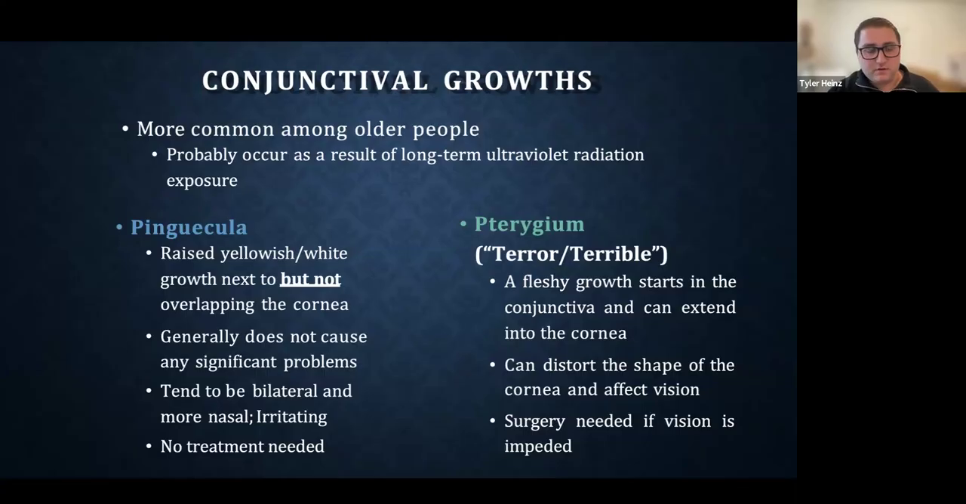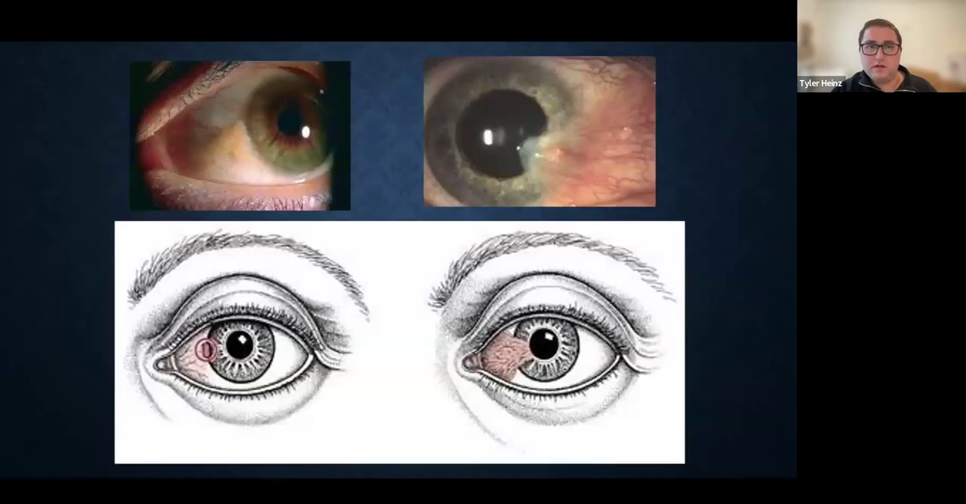So again, these two things, nothing really crazy about them. They can start from sun exposure. They may be irritating if the growth is significant, both of them. They're a little bit unsightly, but again, pinguecula, no need for a treatment. Pterygium, you're going to need surgery if it starts to impede your vision. And here's some picture examples of both.